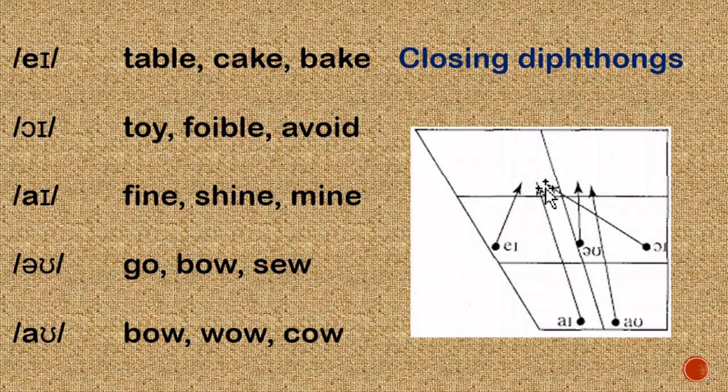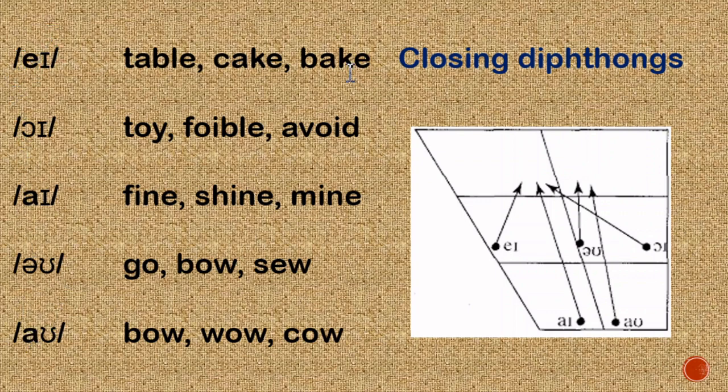A, I, O, oi, ow. All the rest, the 5 others, are all closing diphthong sounds. It means that the second vowel involved is a close vowel. Ee and oo are close vowels. So we can see that a diphthong will end either in the central sound or in 2 close sounds, ee and oo. Only the first part keeps changing.